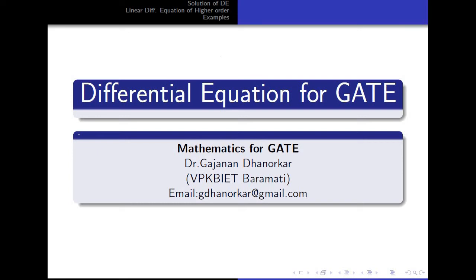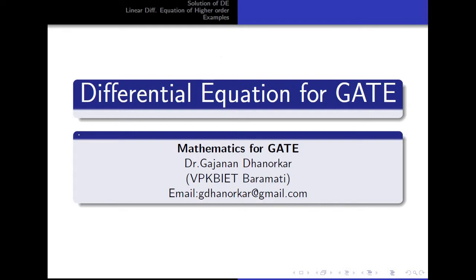Differential equation for our GATE examination. And again, differential equation is a very easy part to score in the GATE examination. And again, I will recall here that if you are going through engineering mathematics in the GATE exam, then your score will be increased by minimum 10,000 rank.